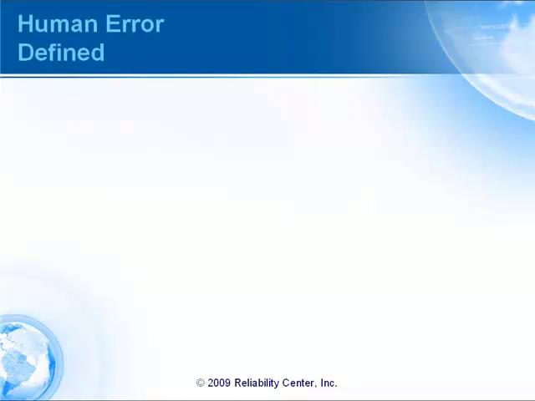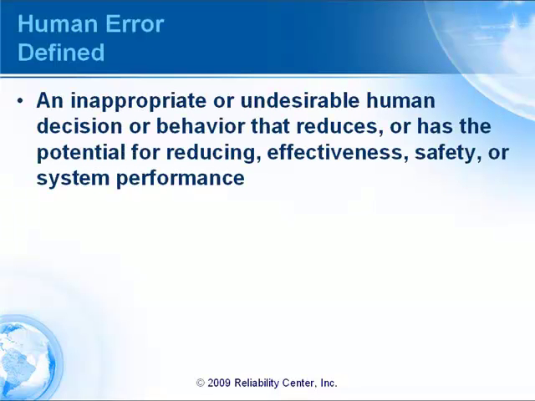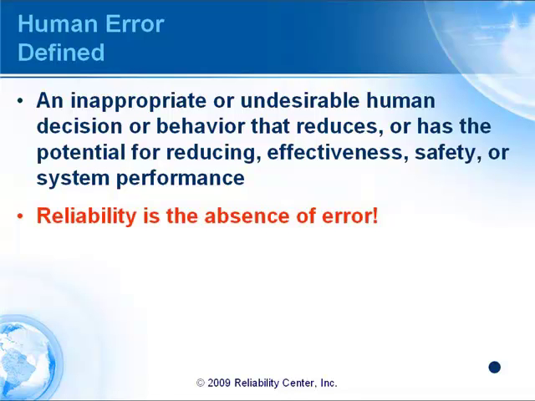First, let's start with the definition of human error. Human error is an inappropriate or undesirable human decision or behavior that reduces or has the potential for reducing effectiveness, safety, or system performance. Reliability is simply the absence of error. Many safety accidents and incidents have an element of human error. This is why an effective behavioral-based safety effort is very successful in many cases. Specifically, good or safe behaviors are reinforced and bad or unsafe behaviors are discouraged. Over time, use of good behaviors becomes the new paradigm or cultural norm for the organization.